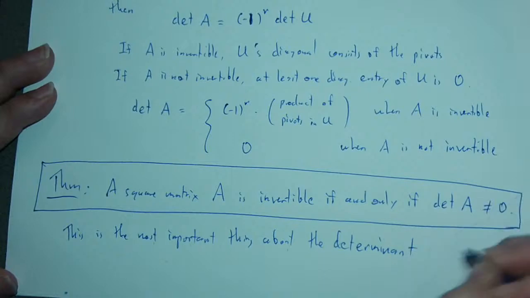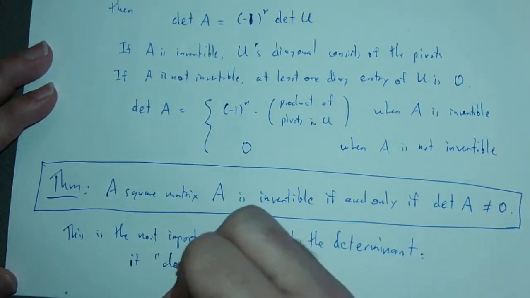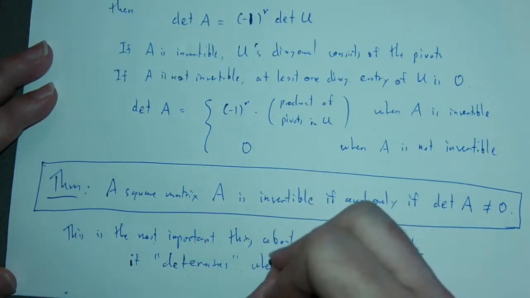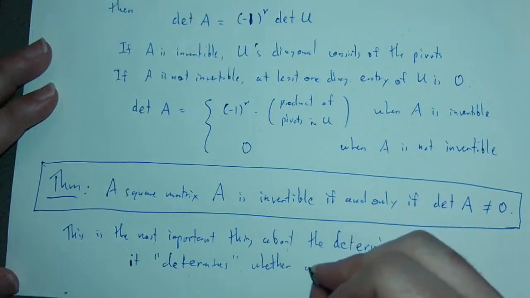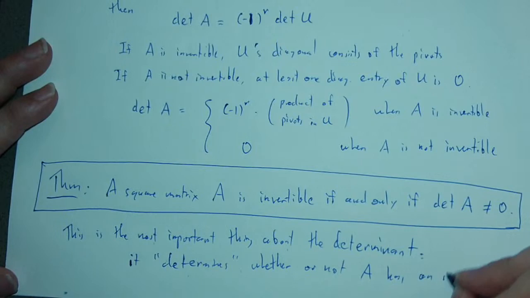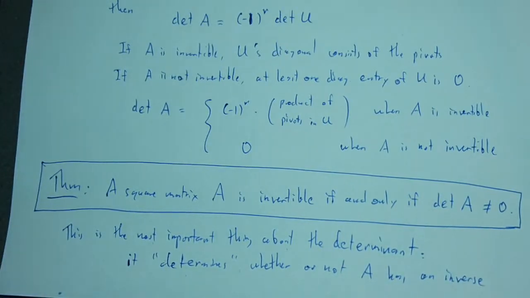Okay, this is the most important thing, right? It determines whether or not A has an inverse. So it doesn't find the inverse for you, but it tells you whether or not a matrix is invertible.